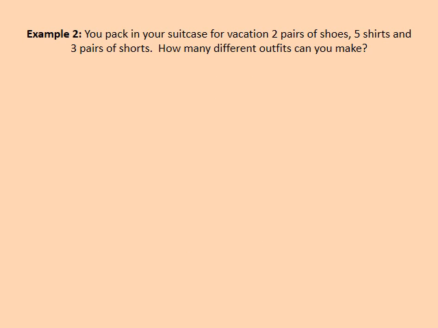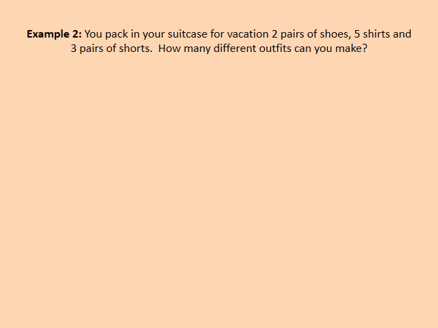What we just did in example 1 is a way to solve counting problems by listing all the possibilities. That's what's called a sample space. However, this is not always the most efficient way to solve the problem. For example, let's look at example 2. You pack in your suitcase for vacation 2 pairs of shoes, 5 shirts, and 3 pairs of shorts. How many different outfits can you make?